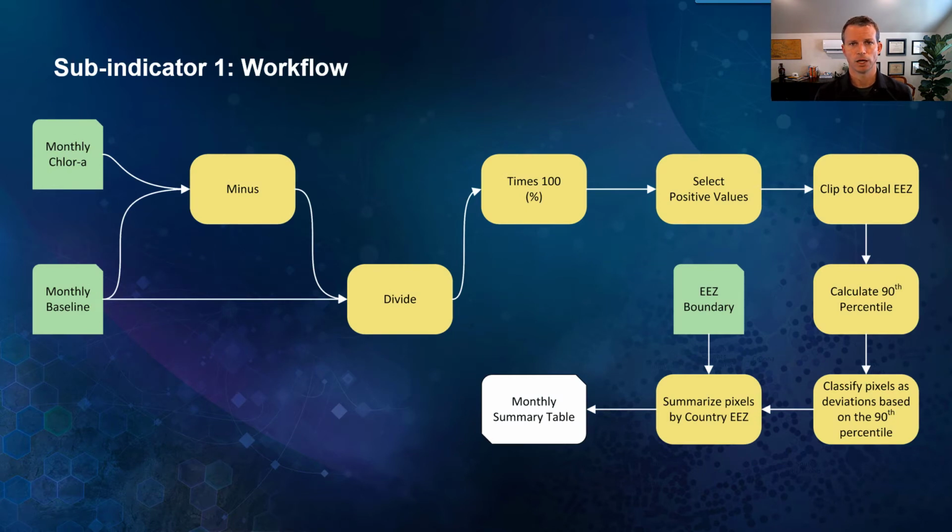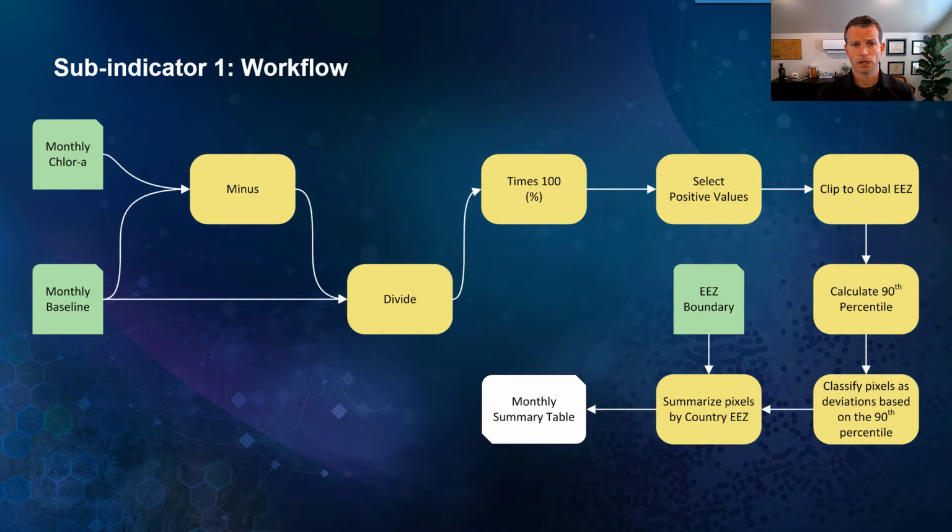Here's a look at the workflow for sub-indicator 1. We would take the monthly chlorophyll value, take the baseline, and subtract it. We would take that result and divide it by the baseline, and then multiply it by 100 in order to come up with a percentage. At which point we would select only the positive values and clip that entire image to the global exclusive economic zone boundary. That was agnostic of any country, just the global EEZ boundary.